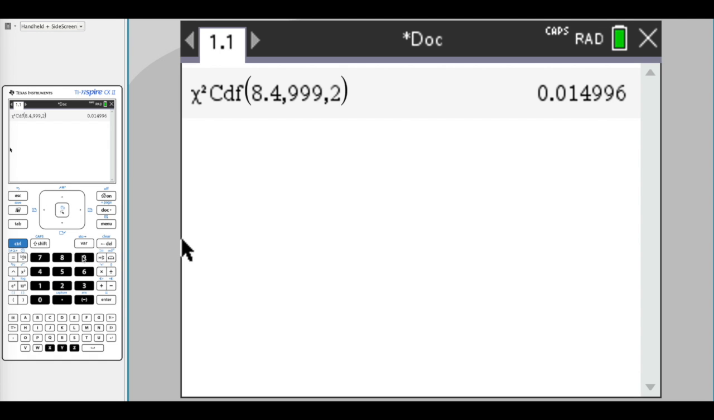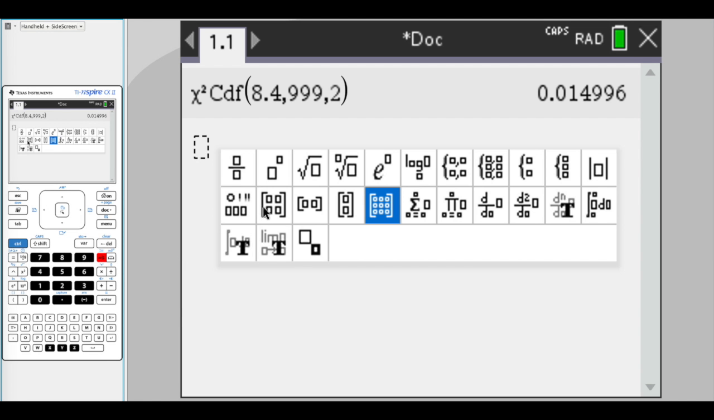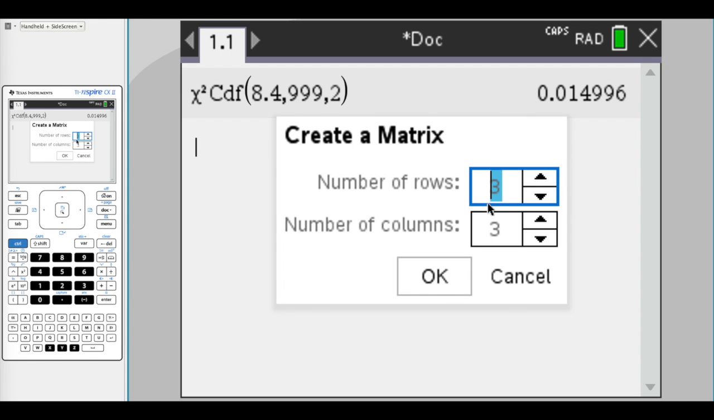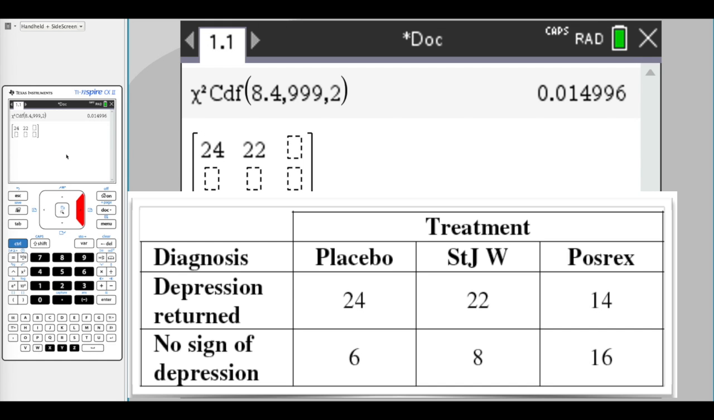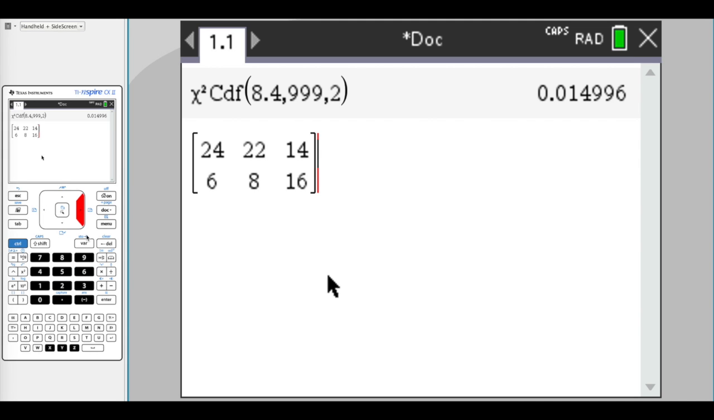So the button right next to the number 9 on your calculator, and then we're going to choose this last one. Here we have 2 rows and 3 columns. So we have a 2 by 3 in this case. And what we're going to do is we're going to enter each one of our cell data. So we have 24 placebo, 22 St. John, 14 Posrex, and then no signs of depression were 6, 8, and 16.